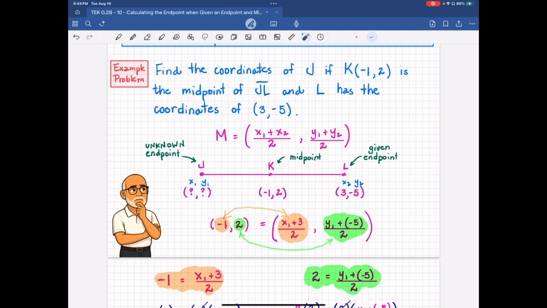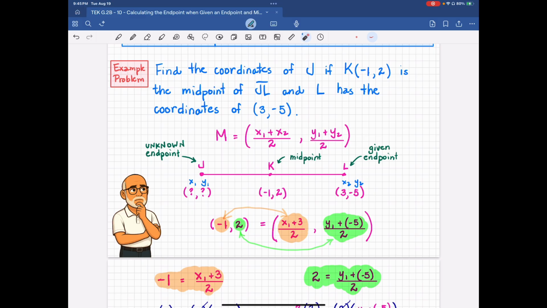Our first step is to get the midpoint formula for the coordinate plane, which is m equals x1 plus x2 divided by 2, comma y1 plus y2 divided by 2. This formula is very important. Next, we draw the situation described by the problem.